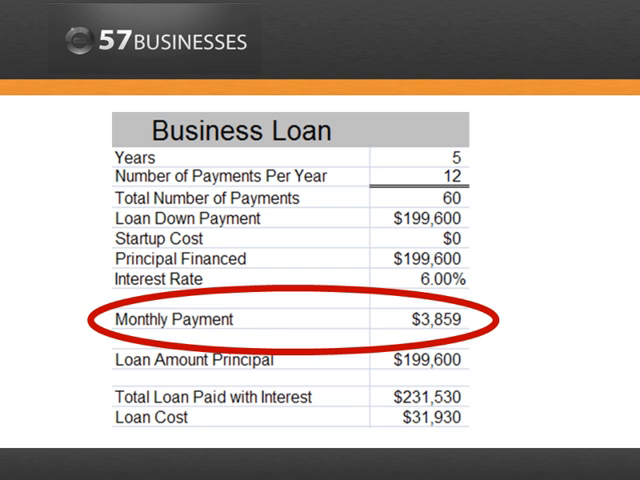Okay, on this slide, we're going to show the business loan. Now remember, my friends did not have any capital put down on their project, so they were going to have to take a 5-year business loan out on the near $200,000. And that was going to result in a 5-year monthly payback of $3,859.